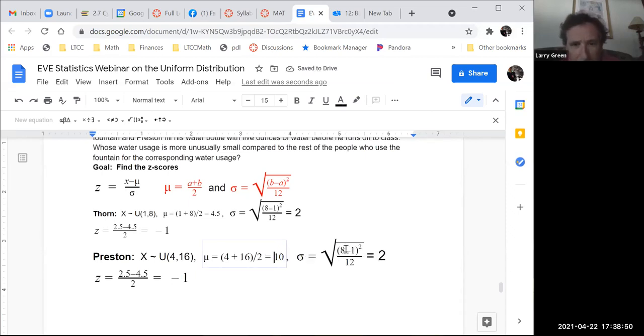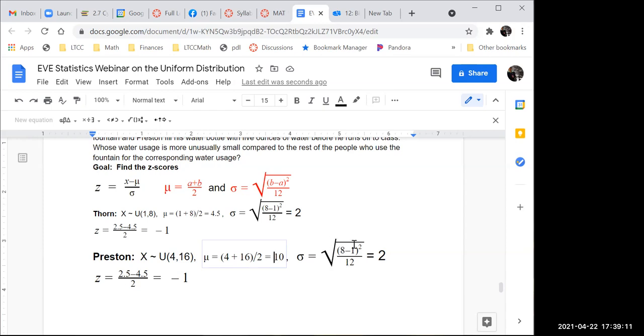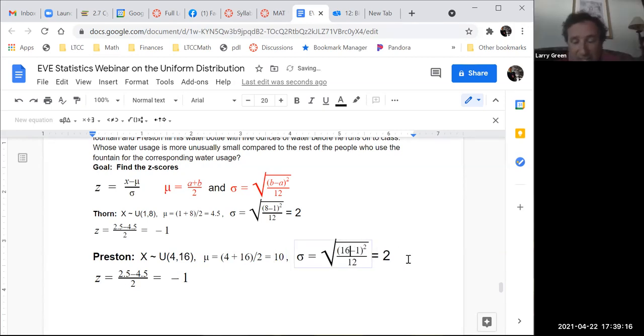Similarly, sigma won't be 8 minus 1 squared over 12 with the square root. What changes for sigma? Eight minus one becomes 16 minus 4. Exactly. 8 minus 1 becomes 16 minus 4. Okay, so we get the square root of 16 minus 4 squared over 12.